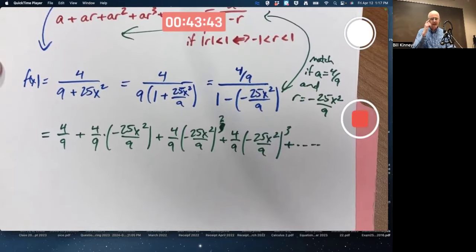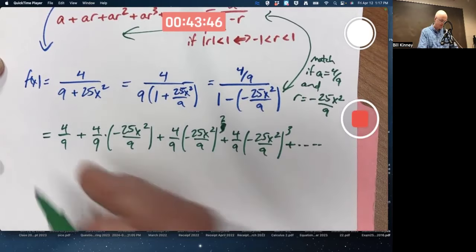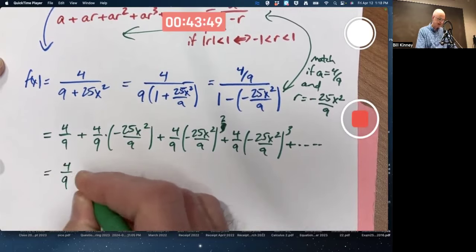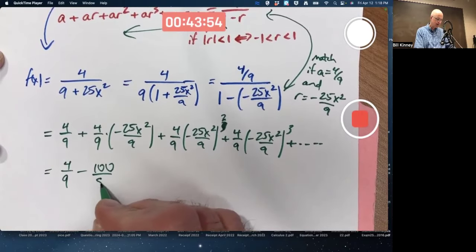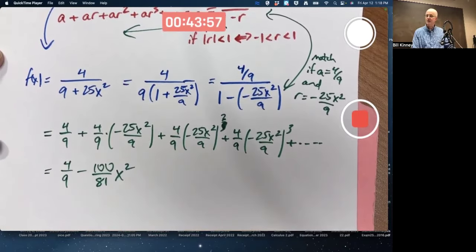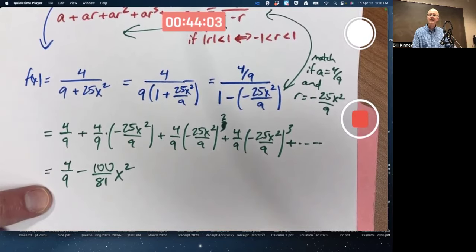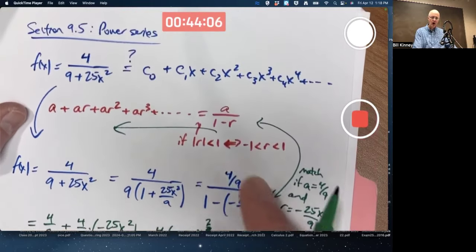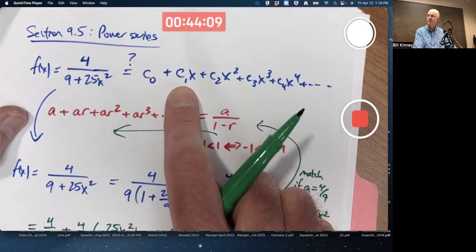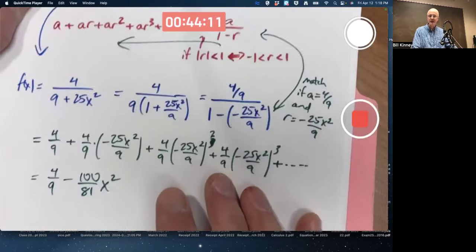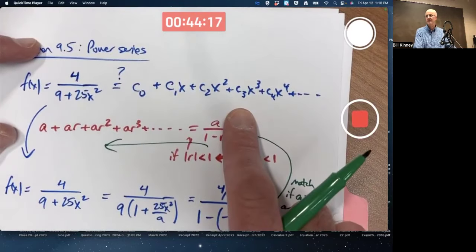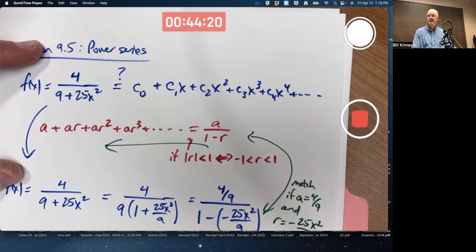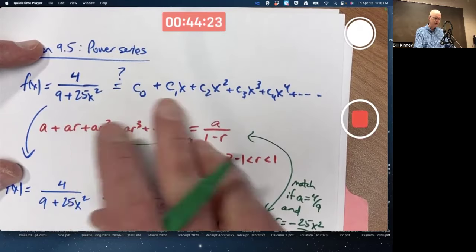Now we could simplify this, and I think I will just for the sake of doing it. This will simplify to 4/9 minus, let's see, 25 times 4 is 100, 9 times 9 is 81. I get an x squared is the lowest power of x, except for the constant term. Not an x. In other words, the c1 is going to be 0. There's no x term. In fact, there's going to be no odd degree terms in all this because I'll be multiplying those exponents. The c3 will be 0, the c5 will be 0, etc. It's the even powered terms that have non-zero c's.